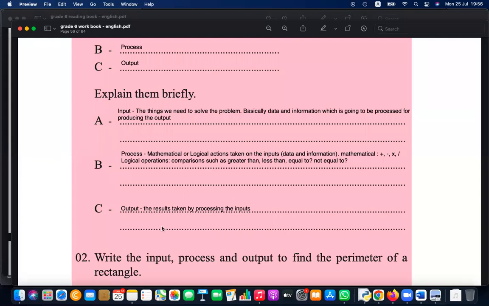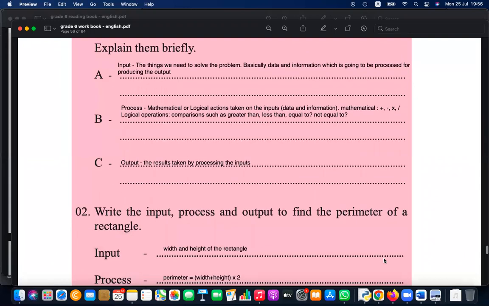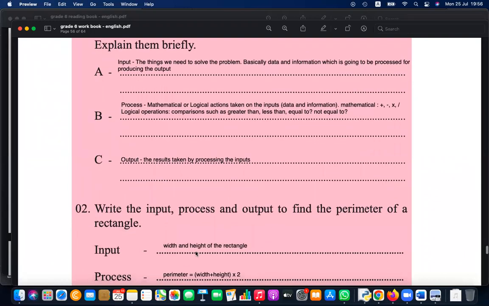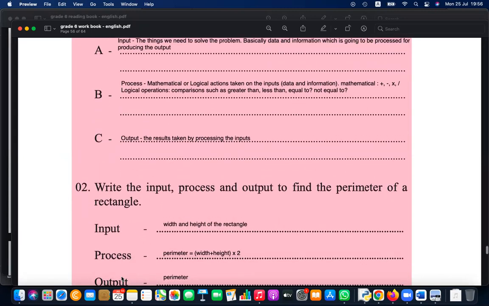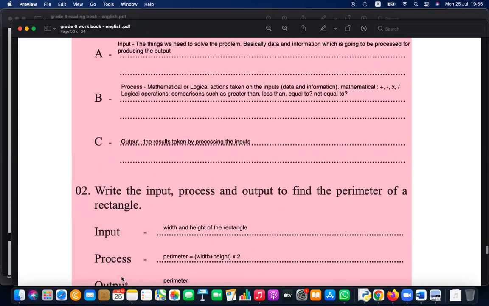In question number 2, write input, process, and output to find the perimeter of a rectangle, which we have already done. First you have to get the inputs: height and width. The perimeter is width plus height, into 2. That is the process. The output is the calculated perimeter. That is very simple, and we have already discussed it.